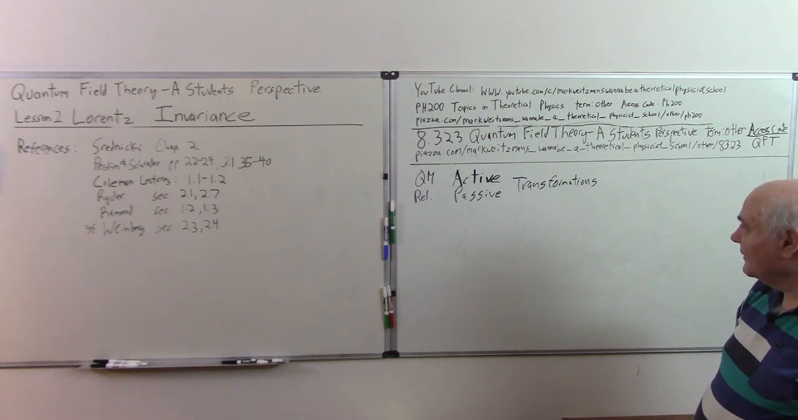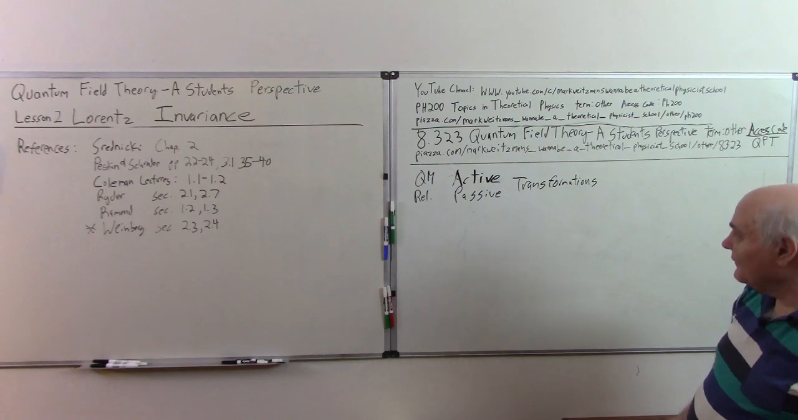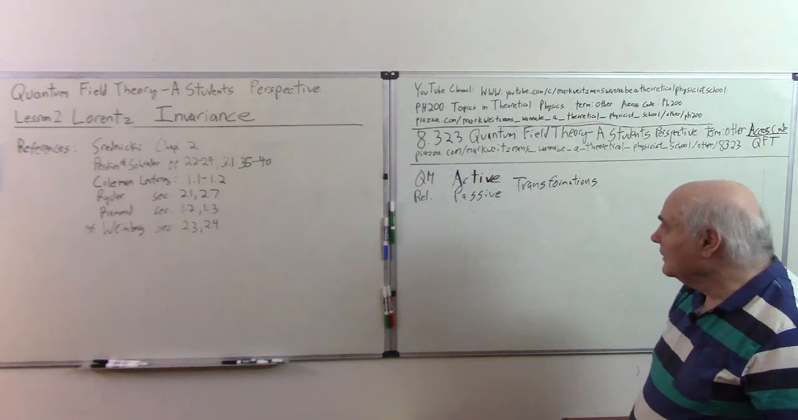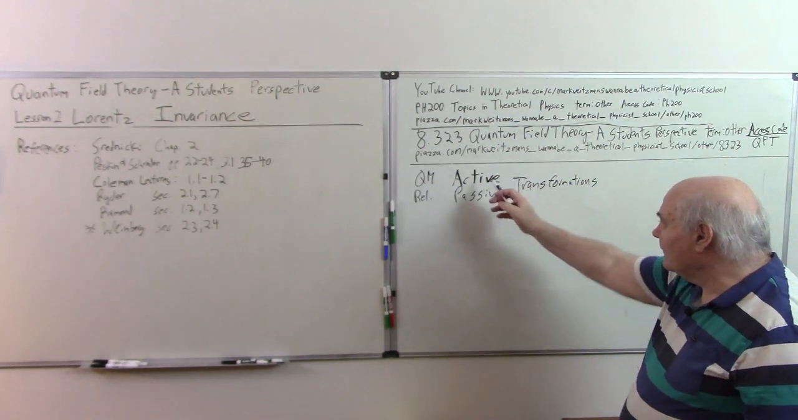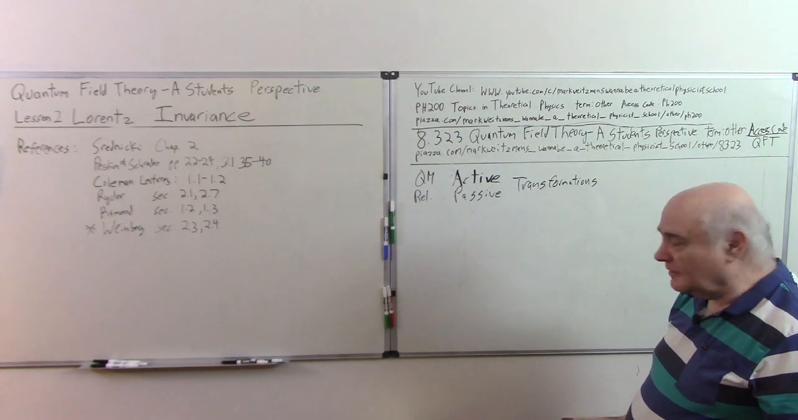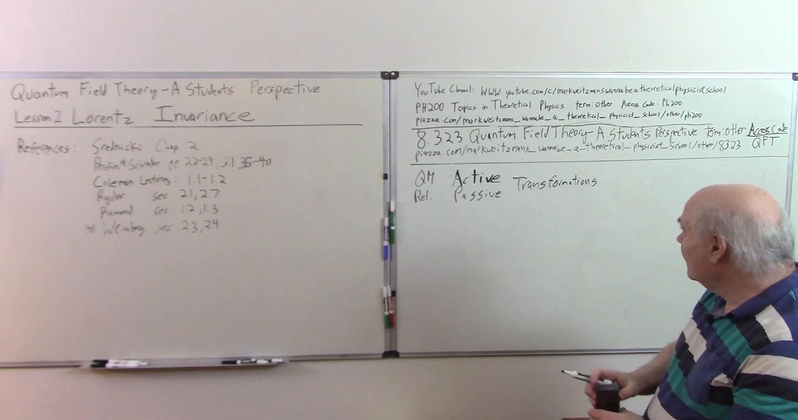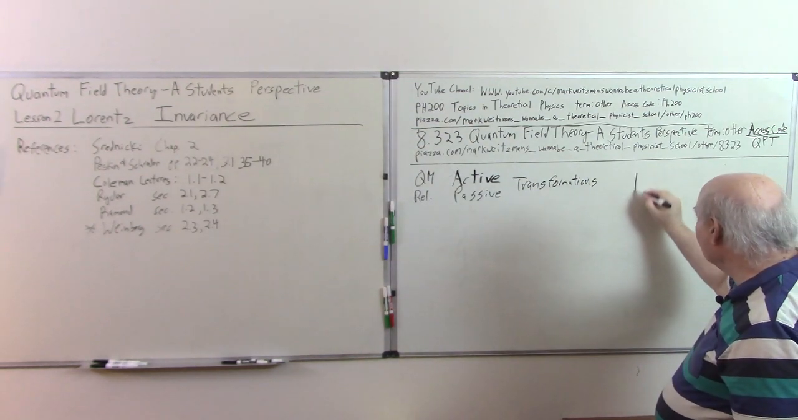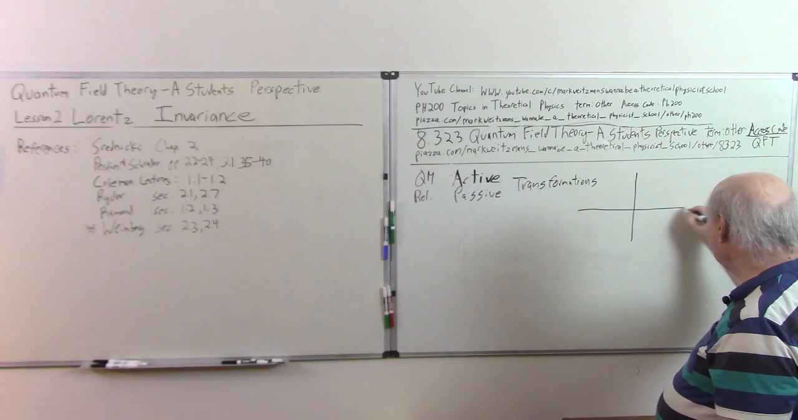So the question is, what do you do when you're doing quantum field theory or particle physics, when you're doing both of these things? Usually they tend to use active, but they don't talk about it that much. So I just want to discuss it. First I'll discuss it in terms of rotations because it's really easy to see.